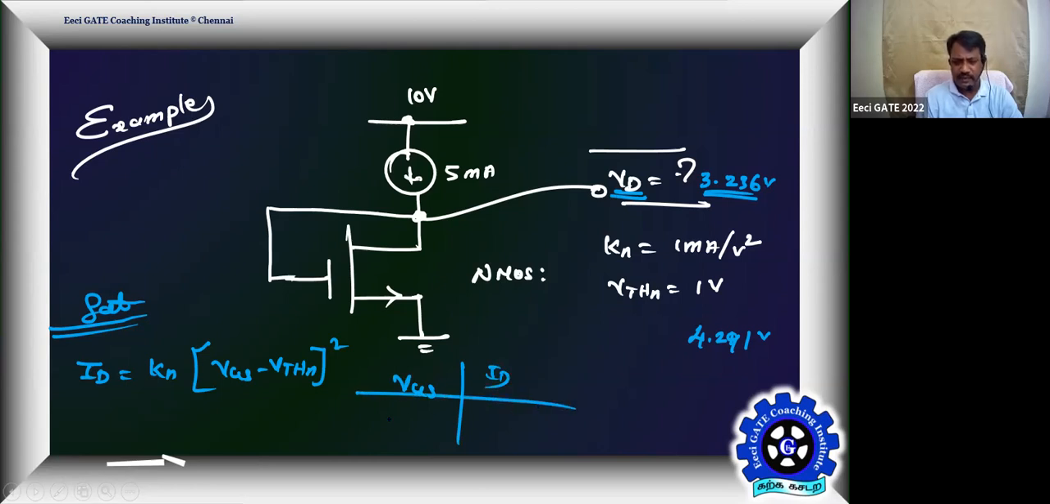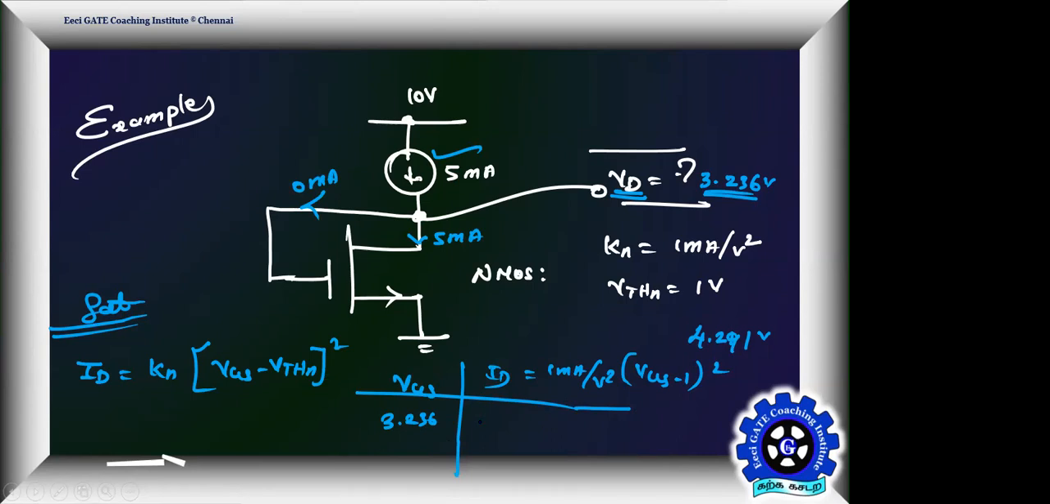Yes, take VGS equal to 3.236. Now tell me what's your current, Shweta. ID equal to 1 milliamps per volt squared into VGS minus 1, whole square. Substitute your VGS. That's a verification. If you're not getting the current as 5 milliamps, you know very well the current in the channel is 5 milliamps because the gate current is always 0. Getting? It's 4.9999. Yes, that's wonderful.